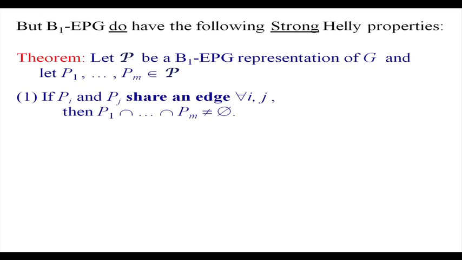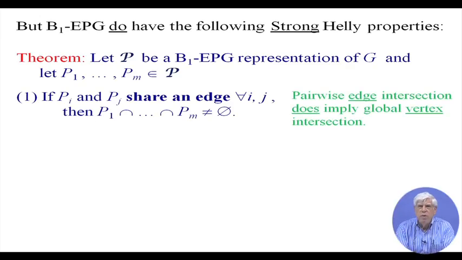But B1 does have a kind of strong Helly property. And here's a theorem. The first statement of the theorem says the following. Let P be a B1 EPG representation of G, and let P1 through Pm be the paths. If Pi and Pj share an edge for every pair i and j, then their intersection is non-empty. That is, pairwise edge intersection does imply global vertex intersection.